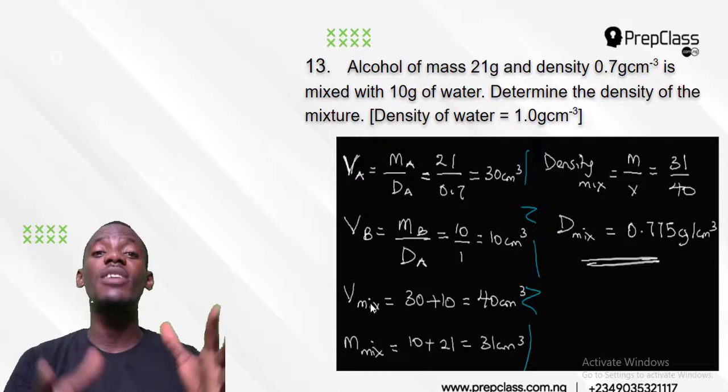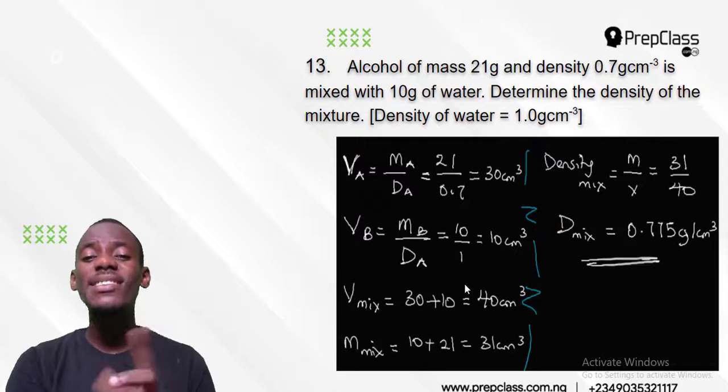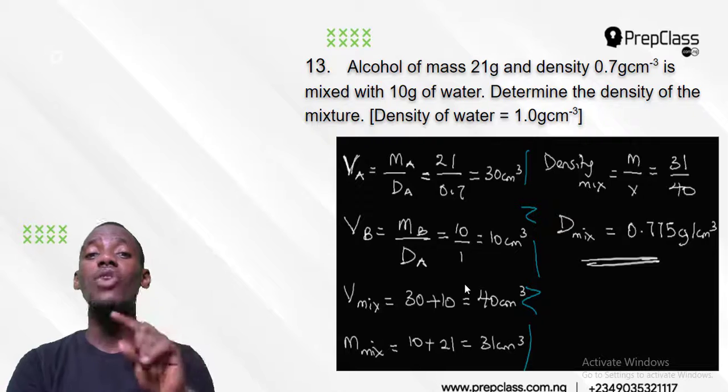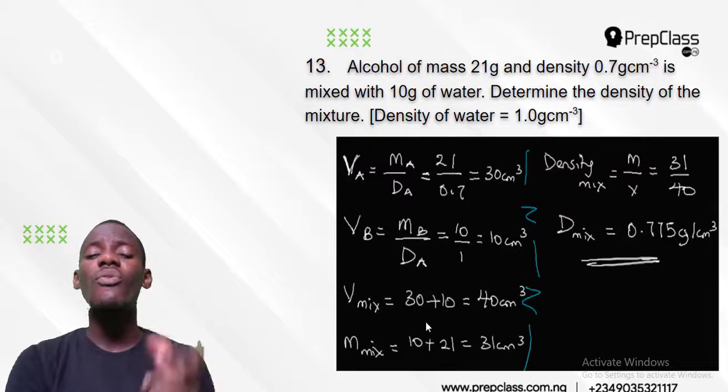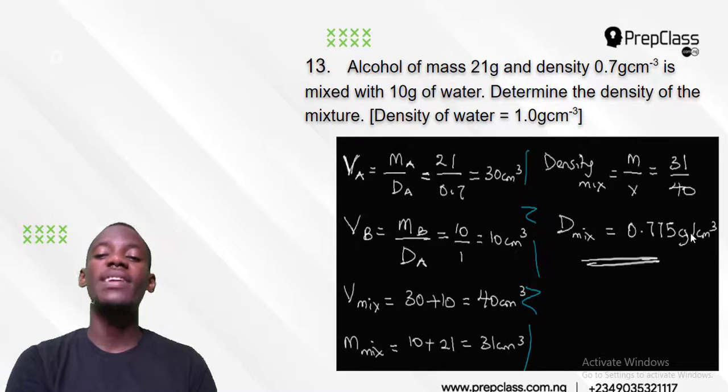Now, first of all, find the volume of the total of the mixture. So the volume of the mixture is 30 plus 10, and that's 40 centimeter cube, right? You added the volume of water and alcohol, and that gave you 40 centimeter cube. Now, for you to be able to find the density of the mixture, you must also know that density is mass over volume, right? You have found the volume. Now you have to find the mass. So what's the mass of the mixture? Look at the mass of water and the mass of alcohol. The mass of alcohol is 21, the mass of water is 10, and that's 10 plus 21, and that's 31. So now the density of the mixture is the mass of the mixture over the volume of the mixture. The mass of the mixture is 31, and the volume is 40, and that will give you 0.775 gram per centimeter cube.